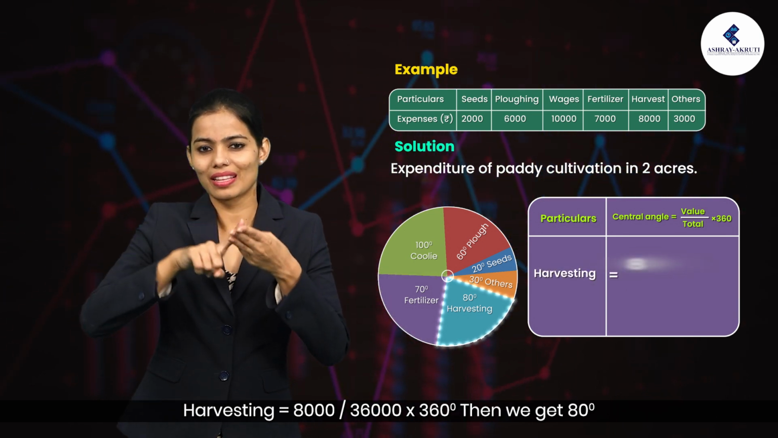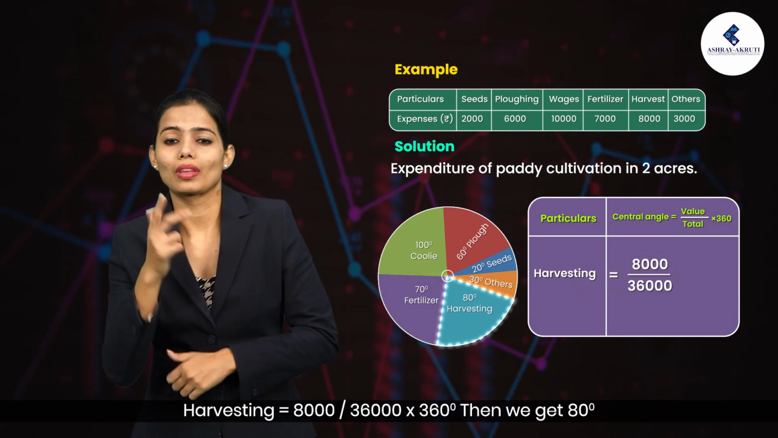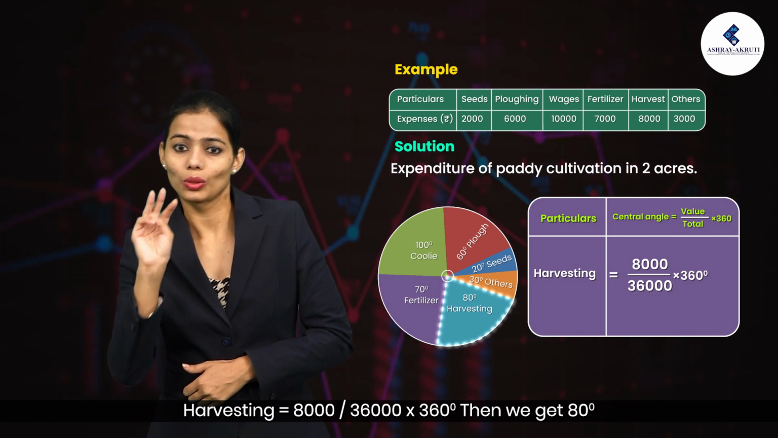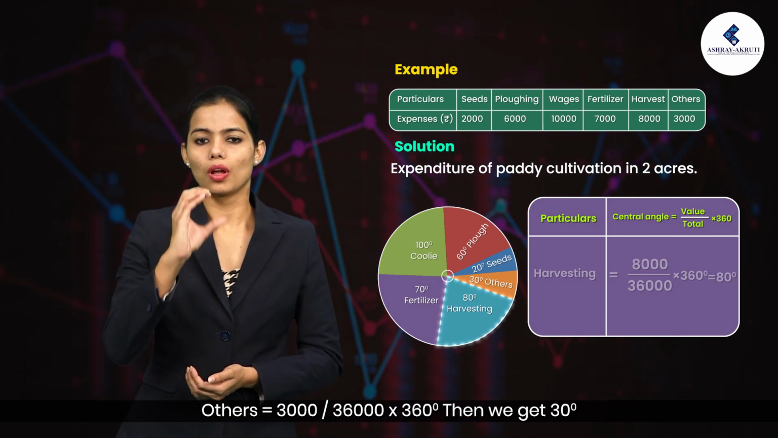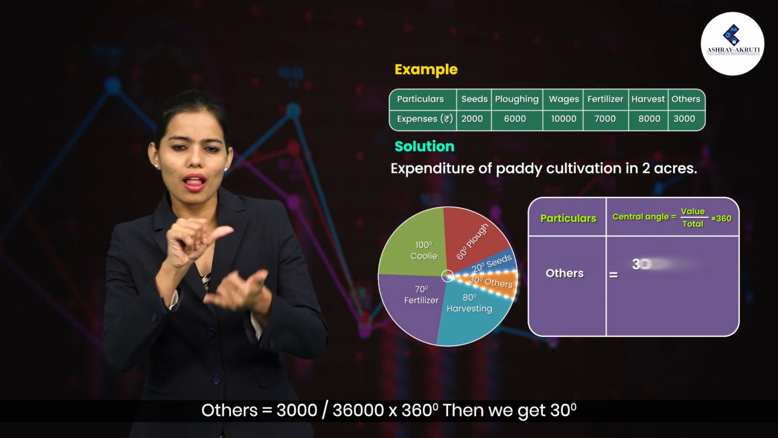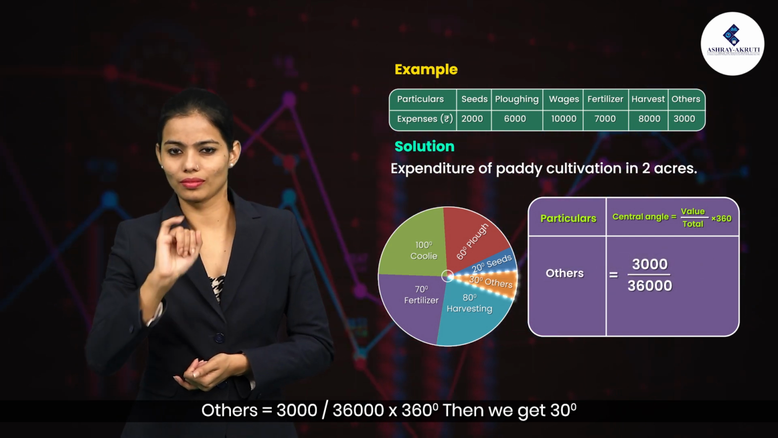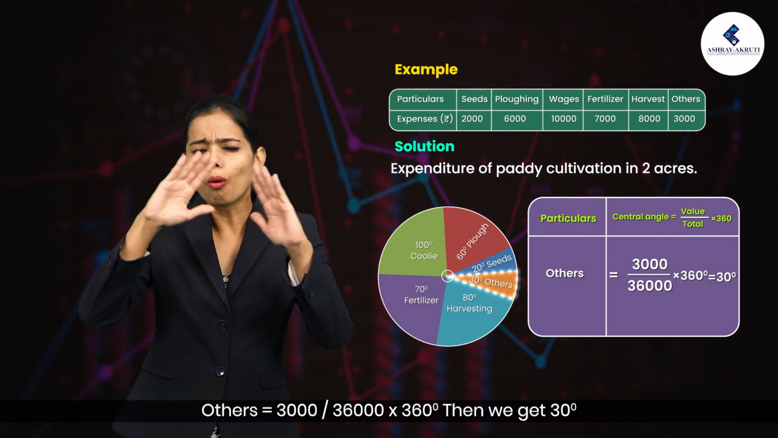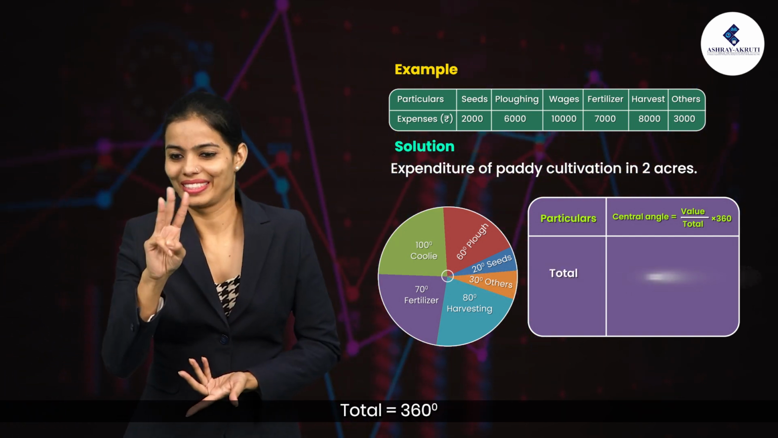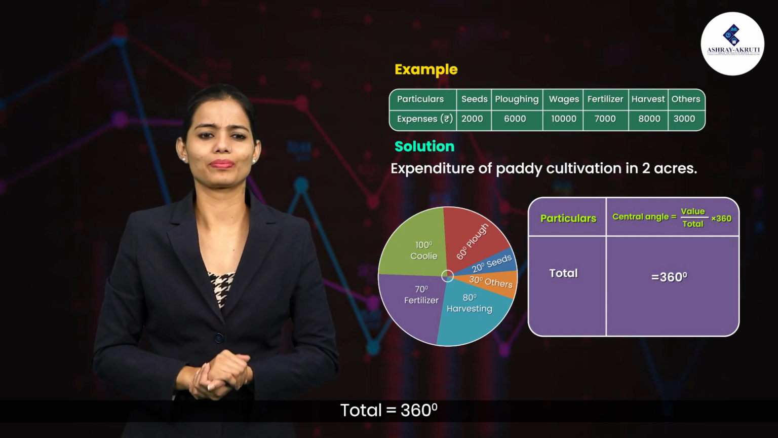Harvesting is equal to 8,000 by 36,000 into 360 degrees. Then we get 80 degrees. Others is equal to 3,000 by 36,000 into 360 degrees. Then we get 30 degrees. Total is equal to 360 degrees.